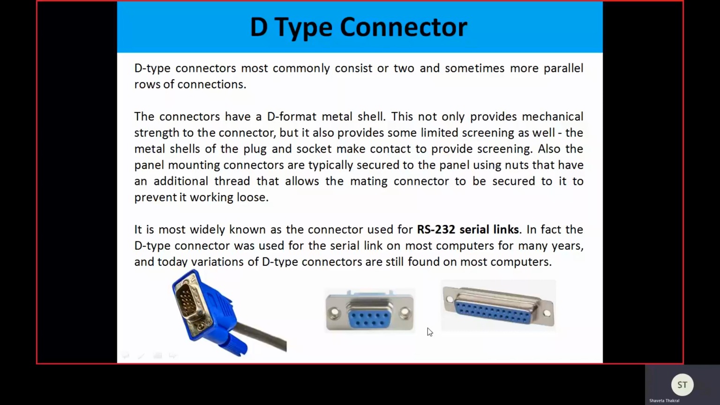We use them in the PC for connection of keyboard, mouse, and joysticks. Basically, all the peripheral devices are connected to the PC via serial interfacing using D-type connectors, or we can have printer connections also with the help of DB25 connectors.